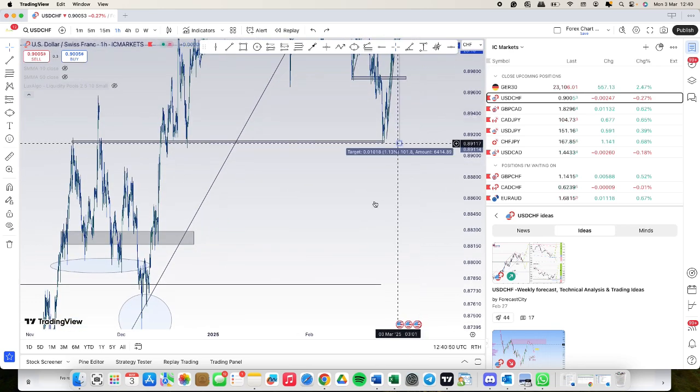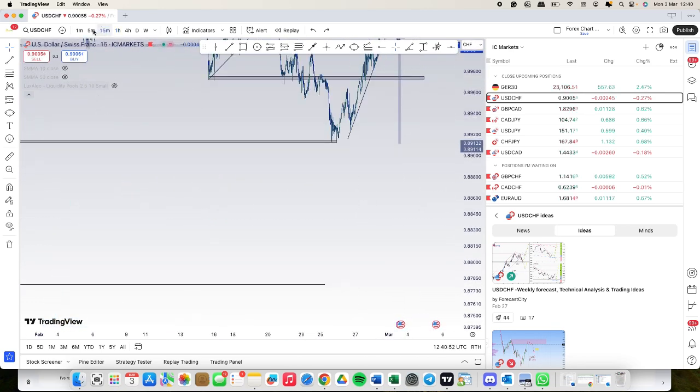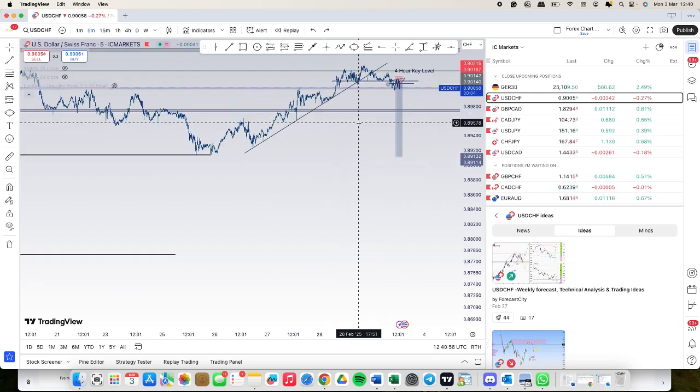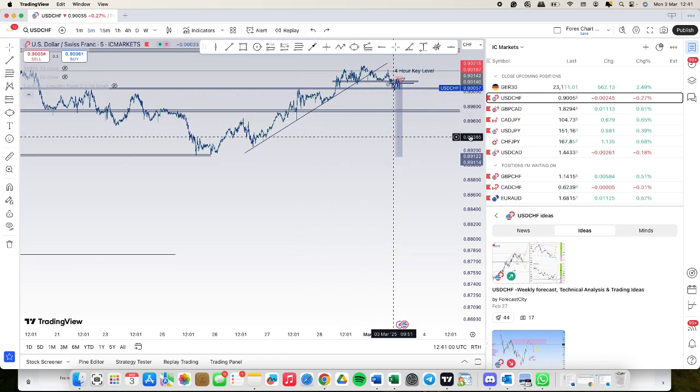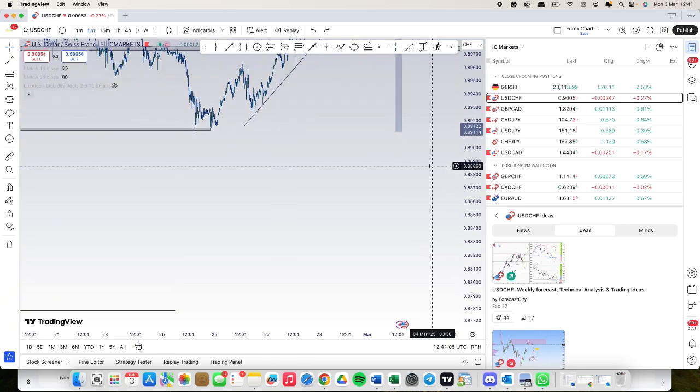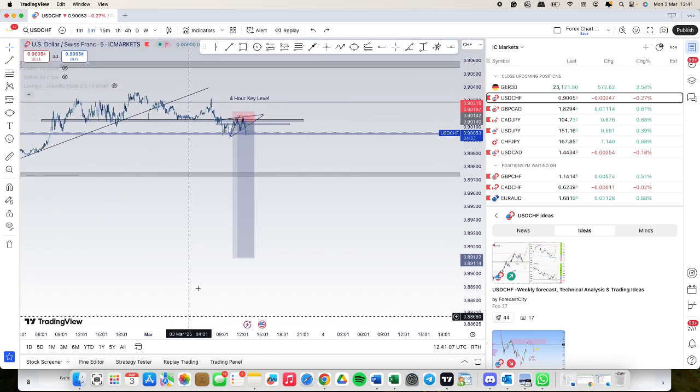So definitely don't sleep on this entry, but it's really what you can handle psychologically. On the way down, I just feel like it's safer to get out of the second leg. On the way up, I feel it's safer to get out on the first leg, and then you can always just wait for the reversal. You don't need to just chase the market. You've already got a lovely trade.